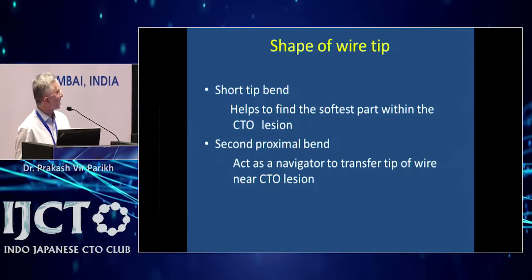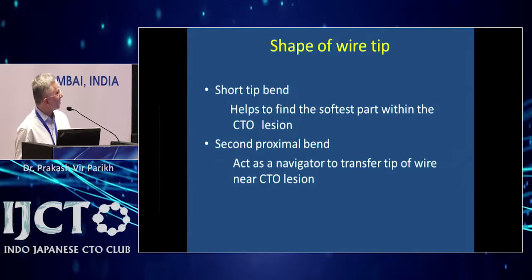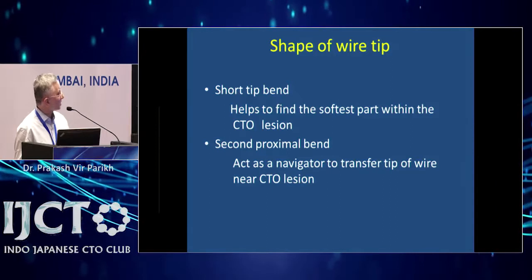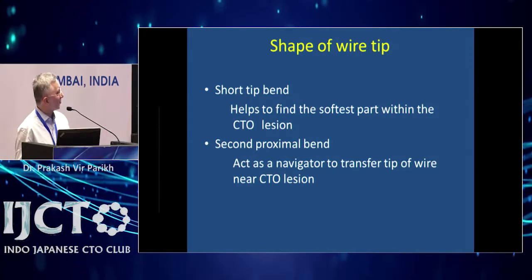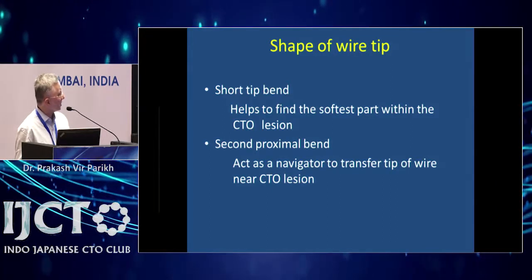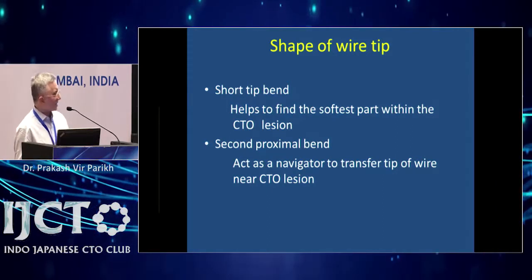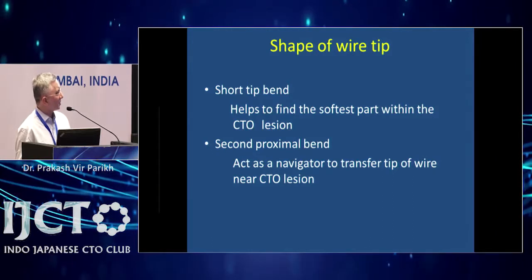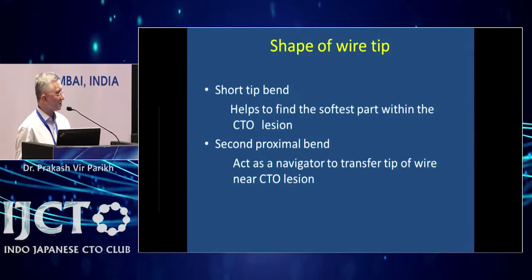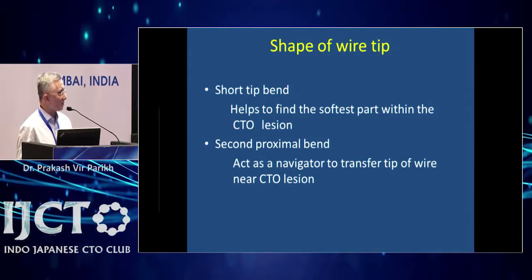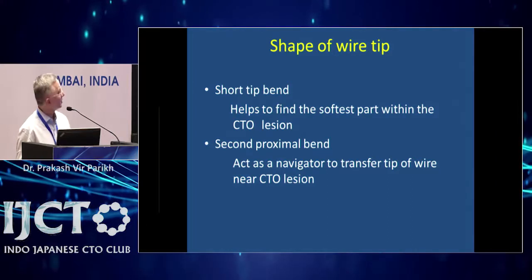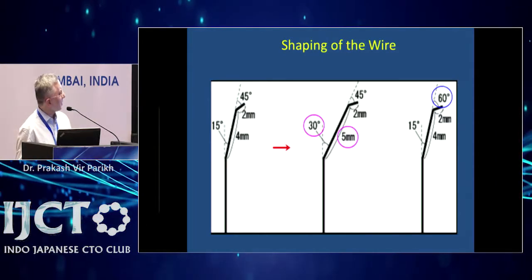Shape of the wire, the standard shape is a double bend shape. The distal bend should be as short as possible, so it helps to find the softest portion in the CTO lesion, and you can easily track the loose tissue in the CTO lesion. The second bend helps to navigate the tip of the wire near the CTO lesion and helps it to get coaxial with the vessel anatomy. So this is the shaping of the wires.